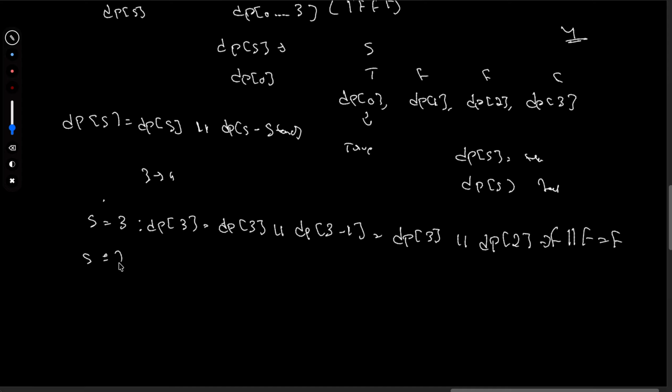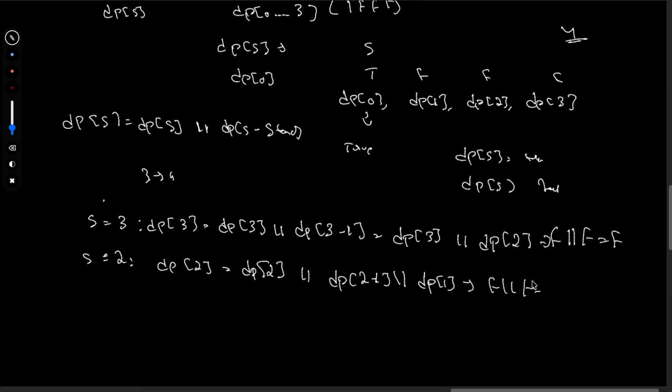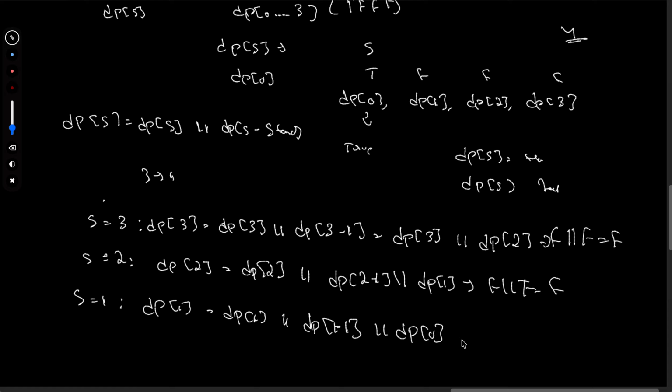Now stone 2, DP of 2 is DP of 2, or DP of 2 minus 1, or DP of 1, is false or false, so it becomes false only. So stone 1, DP of 1 is DP of 1, or DP of 1 minus 1, or DP of 0. So false or true, so it becomes true. So the DP array will update like this.